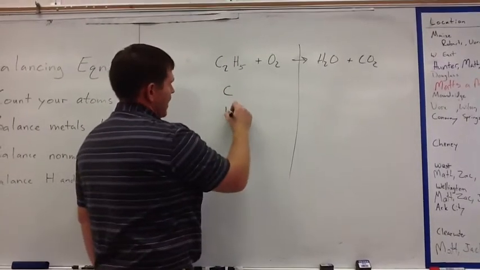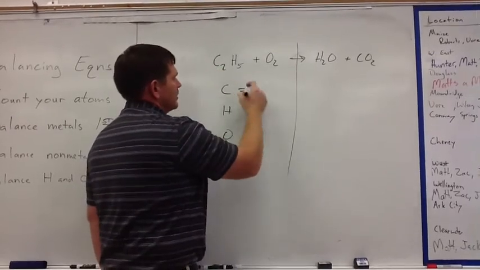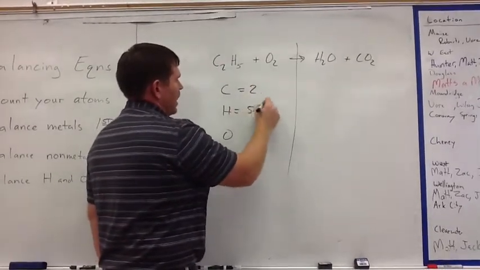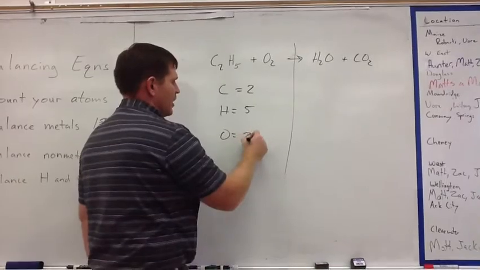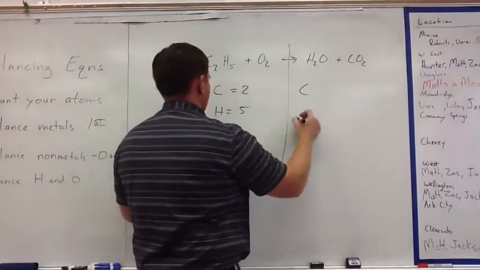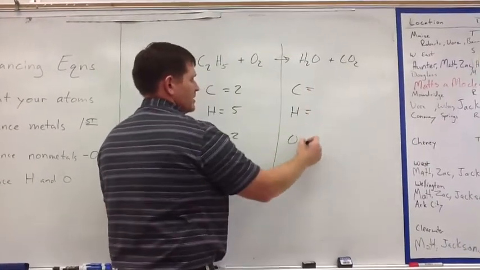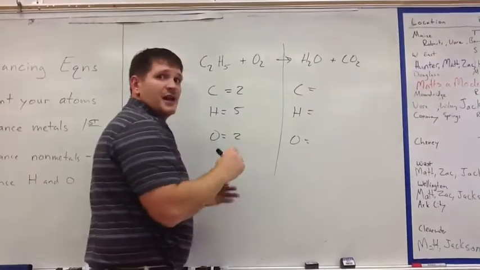I have a carbon, I have a hydrogen, I have an oxygen. I have 2 carbons, 5 hydrogens, and 2 oxygens. In the same order I'm going to write on the other side. So C, H, and O. Even though they didn't appear in this order on this side, I'm going to write them in that order.